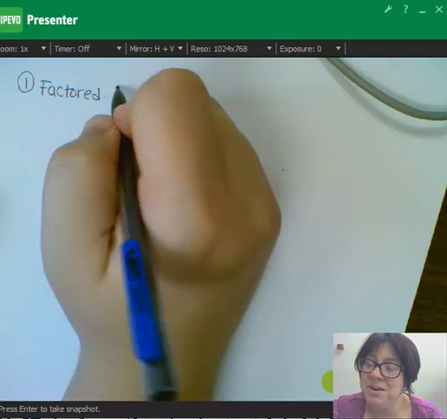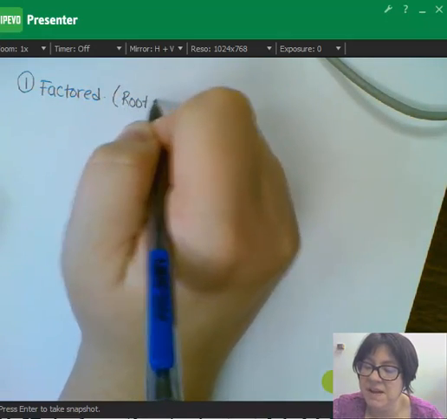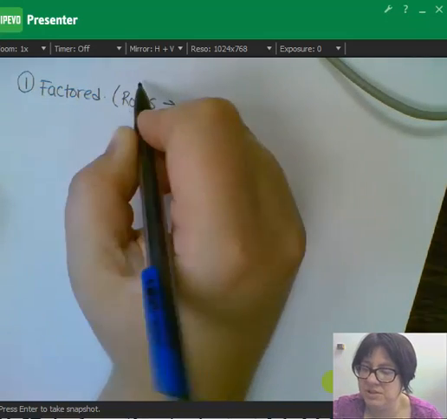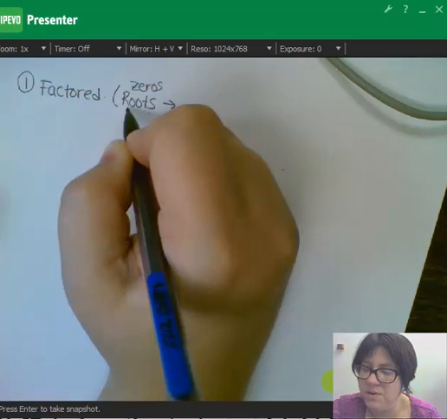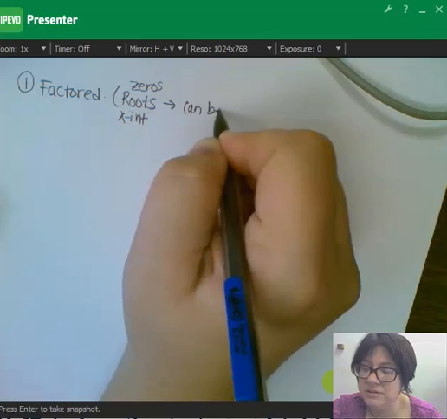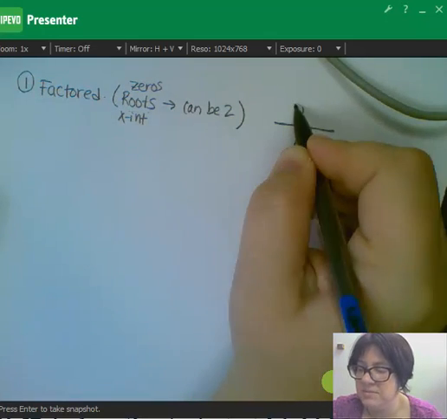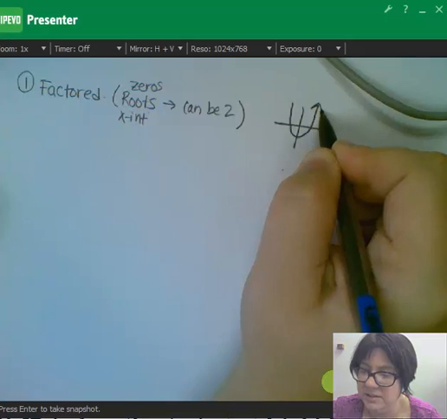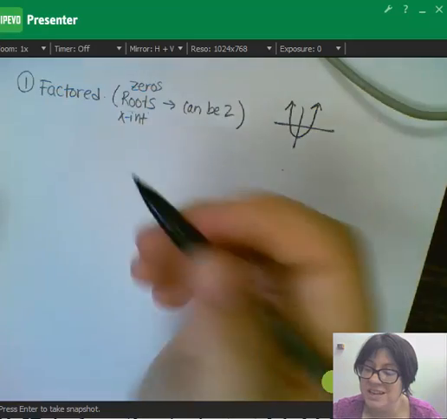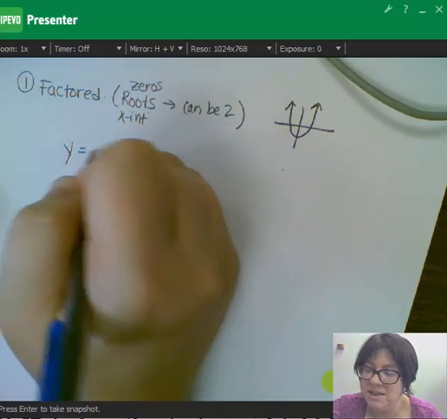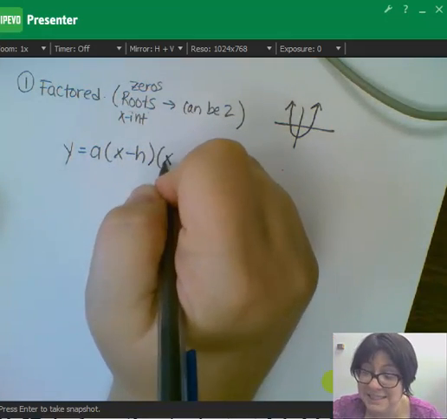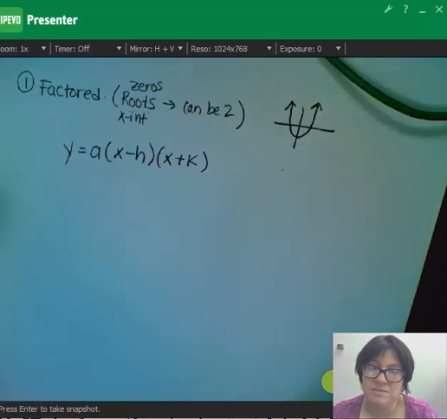So if you remember that factored gives you the roots, that will help you. Because if you think about roots or zeros, those are the same thing, or x-intercepts. Remember that there can be two on a parabola. Parabola is just the name for the quadratic shape. So there could be two roots right there. So if you think about that, then that's going to help you remember that if the quadratic has two sets of parentheses, then it's in factored form.